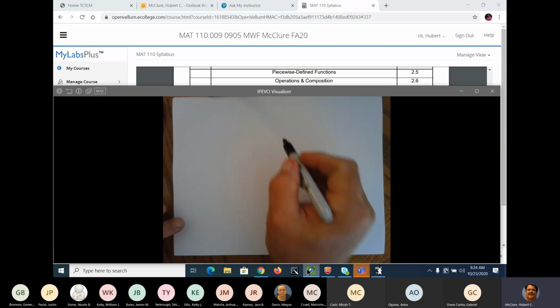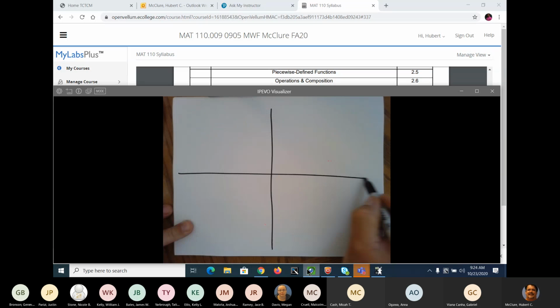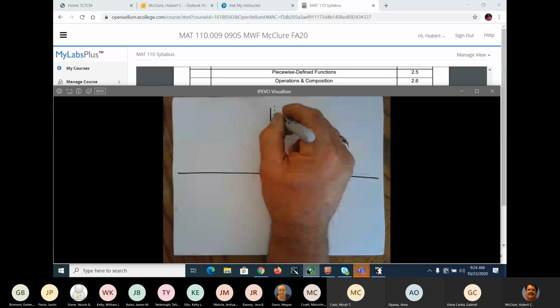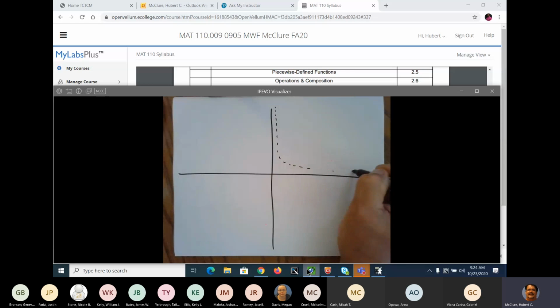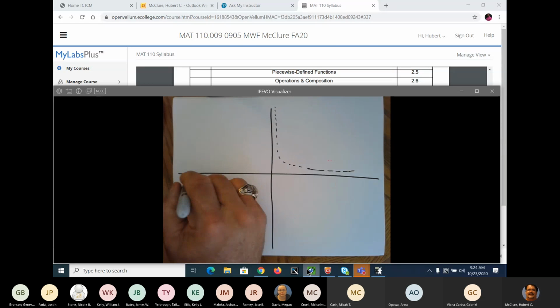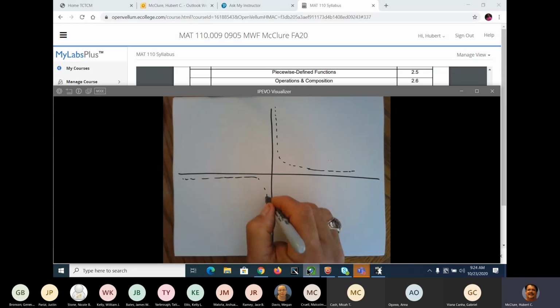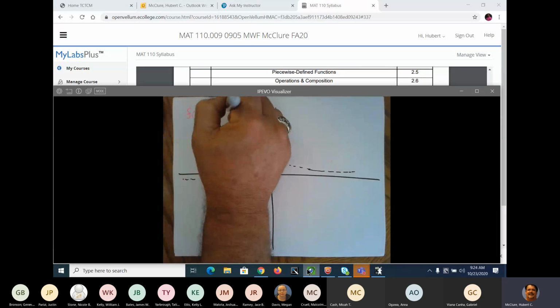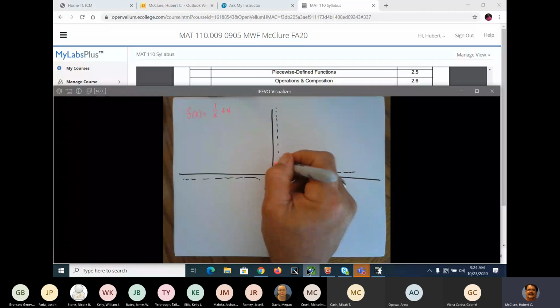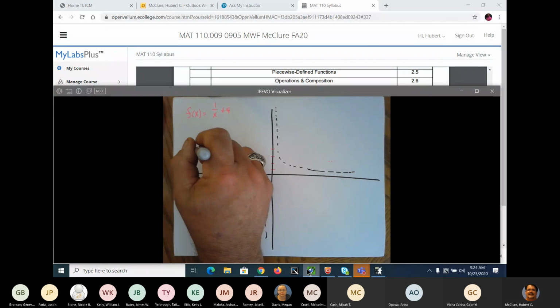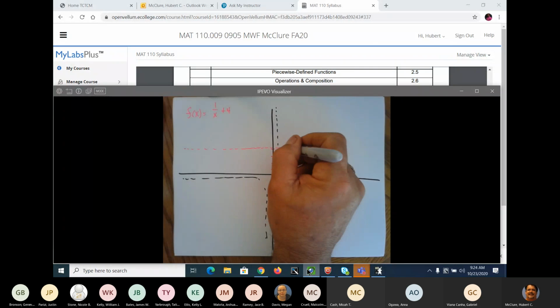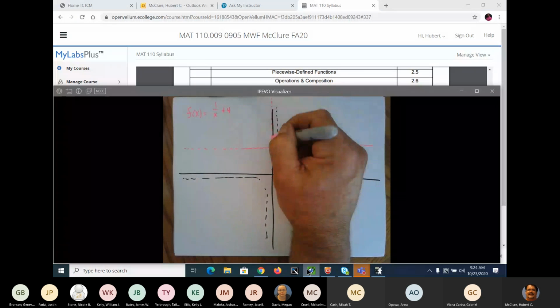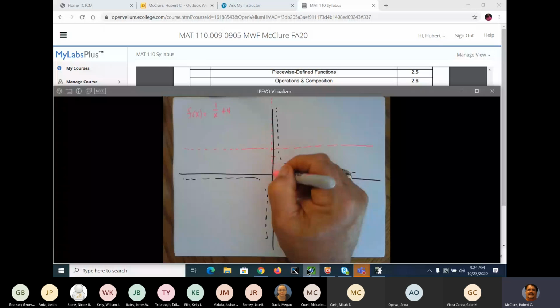And the original question is compared to this parent graph, and we're going to have f of x is equal to 1 over x plus 4. So we've got a vertical shift of 4 up. So our new function looks like this.